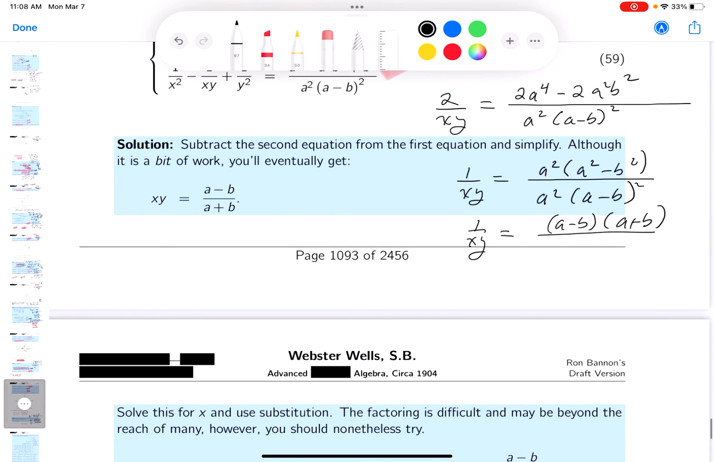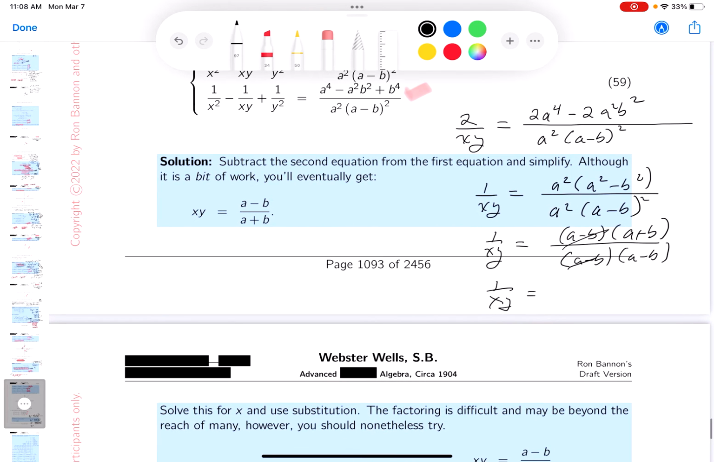Whoops, I forgot to square over there. And you get a minus b, a minus b. And 1 over xy would equal, this cancels, provided a is not equal to b, that is. And you're left with a plus b over a minus b. So I'm just going to write it a little differently. I'm going to write it as xy is equal to a minus b over a plus b. So the dust did settle, and it settled to what they said I'd get. All right, same thing.